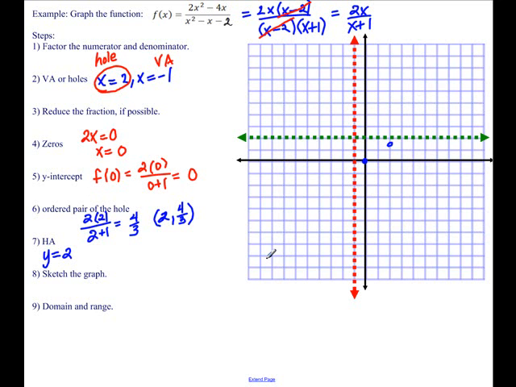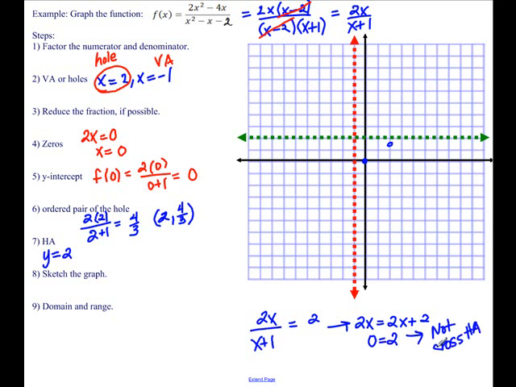Now, I didn't talk about this, but can the graph in this particular case cross the horizontal asymptote? So we need to figure out, does 2x over x plus 1 ever have the y value of 2? So if we cross multiply there, we would get 2x equals 2x plus 2. Subtracting the 2x from both sides gives us 0 equals 2. So that's no. So that means that the graph will not cross the horizontal asymptote. Now, knowing that tells us what the graph is going to look like in this region to the right of the vertical asymptote. Since we can't cross the horizontal asymptote, all these points have to lie below. And so that's going to give us this shape.